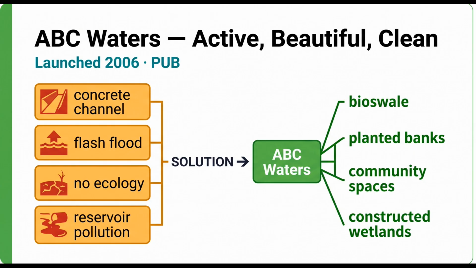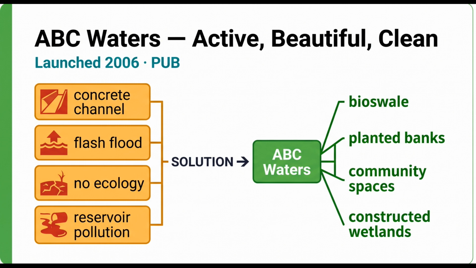What was the problem it was solving? Singapore's concrete channels were doing their job of draining rainwater efficiently, but that efficiency came at a cost. The channels collected polluted runoff from roads, construction sites, and urban areas and delivered it straight into reservoirs. Flash flooding occurred because concrete provides no infiltration. Water rushes in one end and races out the other. The drains were ecological dead zones, no habitat, no biodiversity, fenced off and ignored.